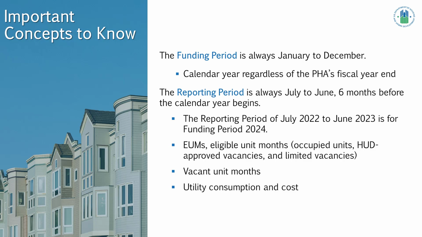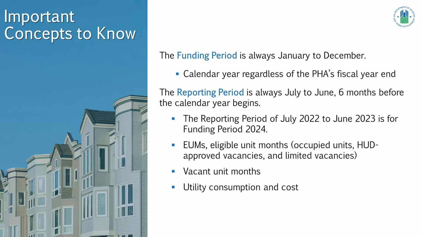The funding period for operating subsidy is always a calendar year, regardless of your PHA's fiscal year end. If you're March, June, or September year end, it doesn't matter. We receive subsidy and it's measured from January to December. The reporting period is always going to be July to June, six months before the calendar year begins. For an example, the reporting period of July 22 to June of 23 is for funding period 2024. The reporting period is going to capture the data to be used for the calculation of subsidy which the housing authority will receive in the funding period.